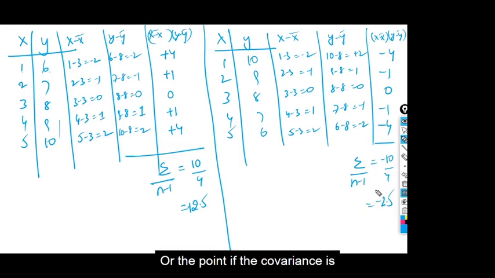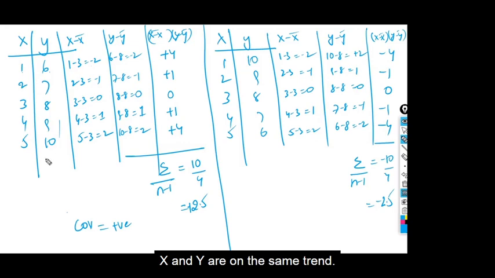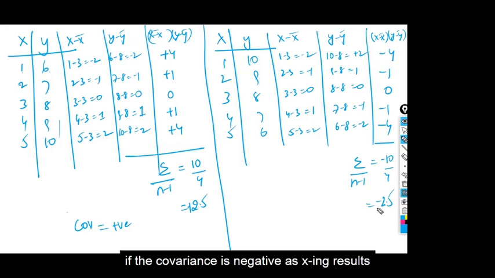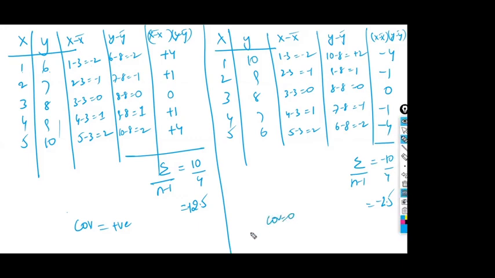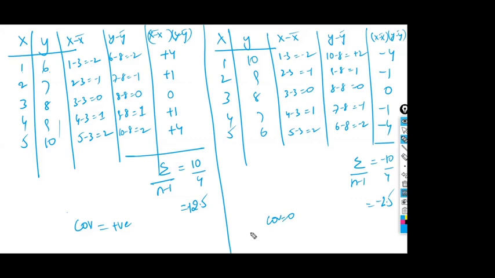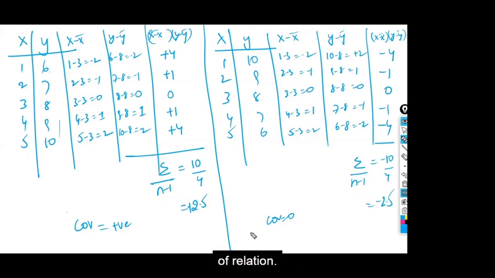Got the point? If the covariance is positive, it indicates that x and y are on the same trend. As x increases, y also increases. If the covariance is negative, as x increases, y decreases. If the covariance is 0, then there is no relation between both of them. Both of them are not having any kind of relation.